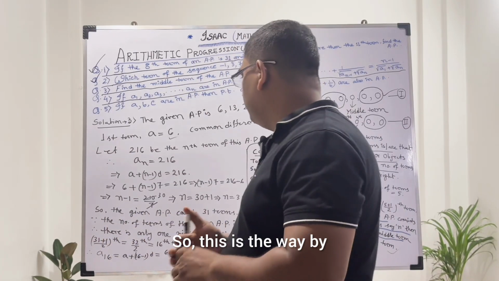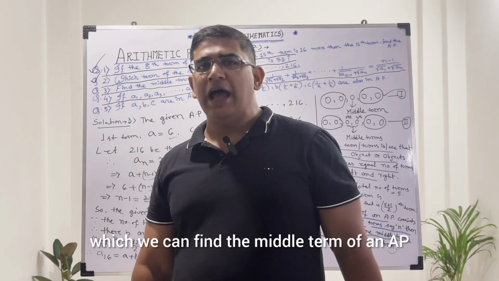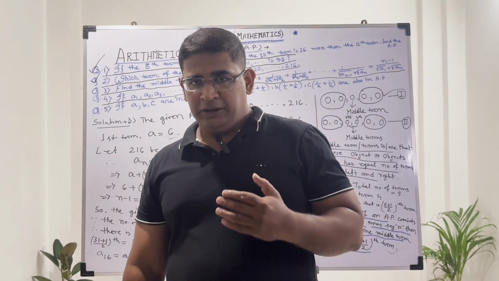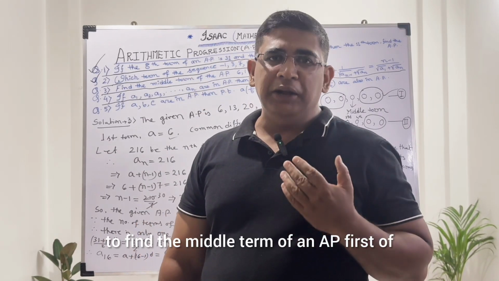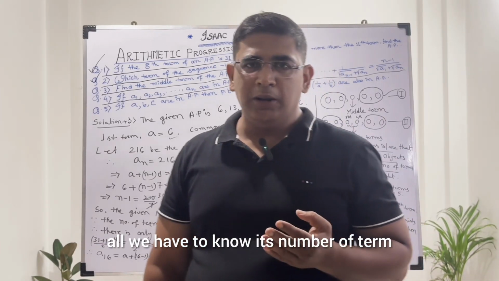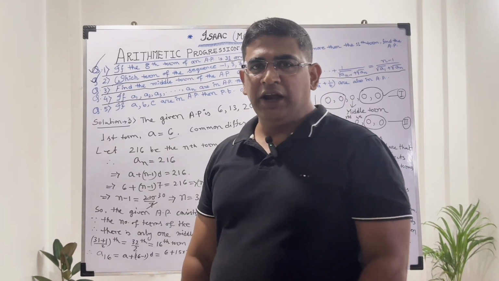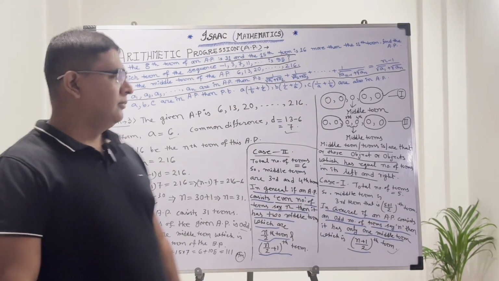Okay. So this is the way by which we can find the middle term of an AP. So to find the middle term of an AP, first of all we have to know its number of terms, and then by following this process we can find its middle term. Okay.